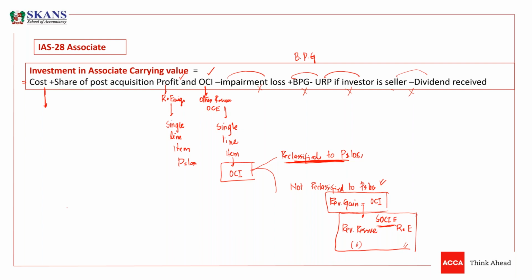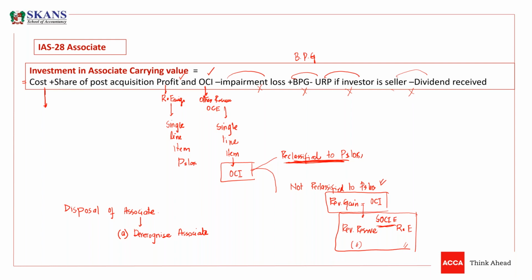The most important point is, if there is a disposal of associate, guys, what you need to do is de-recognize the associate. You will de-recognize the associate, which means you will book the profit or loss in P&L.